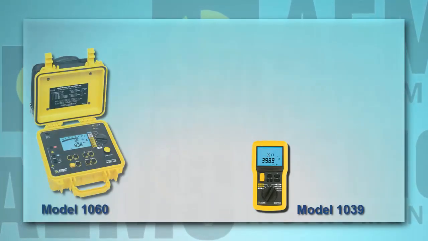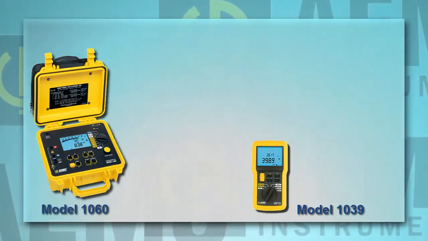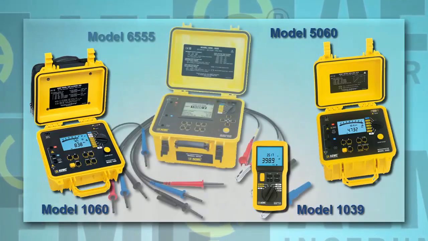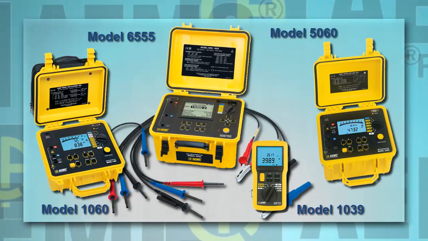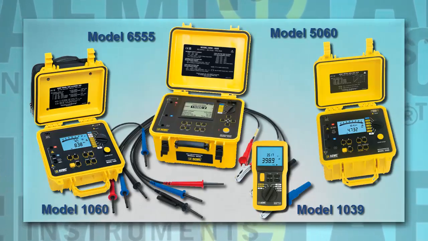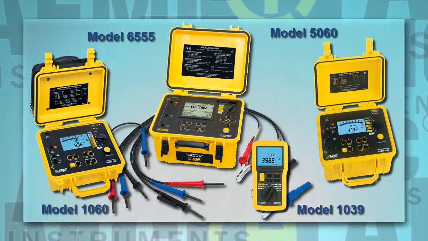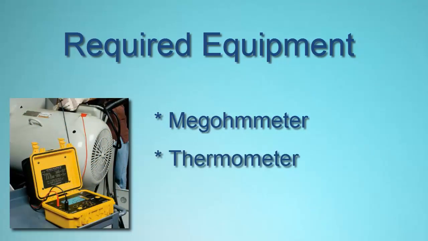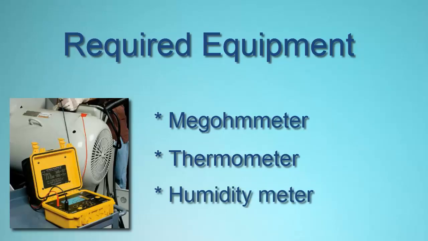AEMC Instruments offers a complete line of Micro-Ohmmeters designed for insulation testing, ranging from 100-volt handheld instruments to heavy-duty models providing test voltages up to 15,000 volts. And with some models, you can download and analyze the results on a computer running AEMC's DataView software. You will also need a thermometer or similar temperature measuring instrument. And if the equipment temperature is below the dew point, a humidity measuring instrument will also be necessary, especially when performing a spot test.